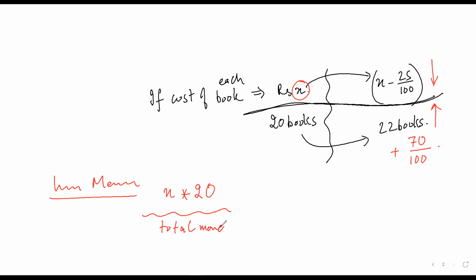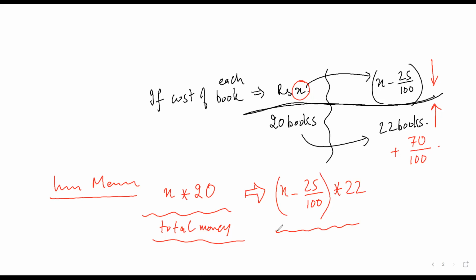Satya, are you comfortable with this or not? Yes, sir. And then what you do is you reduce the price of each book. You are able to buy 22 books. Plus, you have money left also. Is it making sense or not?